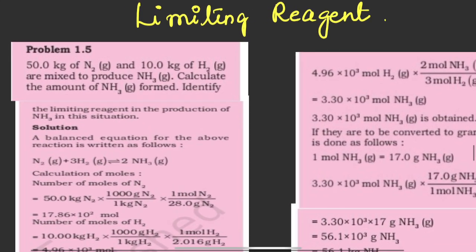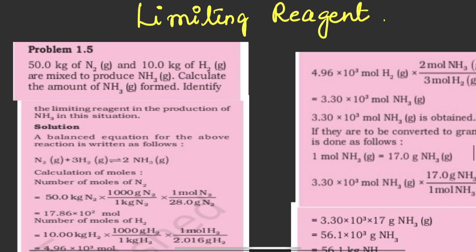First read the question, what is given. 50 kg of nitrogen and 10 kg of hydrogen gas are mixed to produce ammonia gas. Calculate the amount of ammonia gas formed. Identify the limiting reagent in the production of ammonia in this situation. So here two things are asked. One is to find the amount of ammonia formed. Second is to identify the limiting reagent.